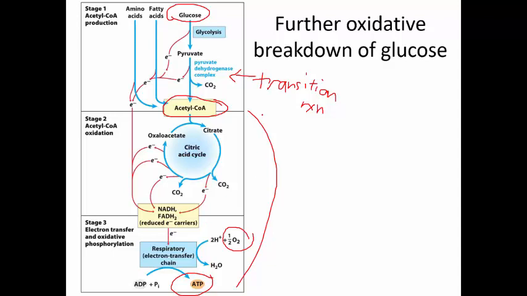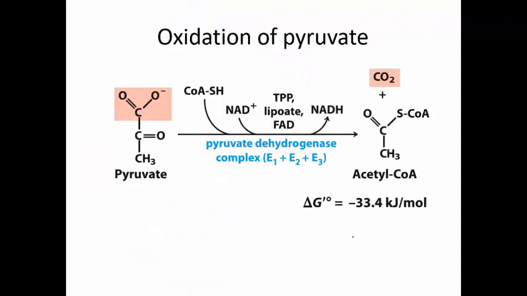So today we are going to talk about stage 2 and also this transition reaction, and then next time we will talk about stage 3. So first, starting out with that transition reaction, the oxidation of pyruvate. Here let's look at pyruvate, and we're going to acetyl-CoA.